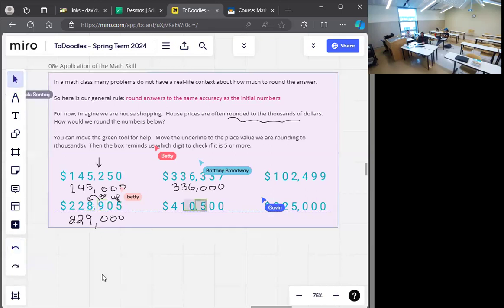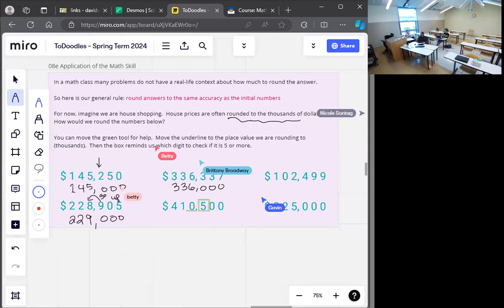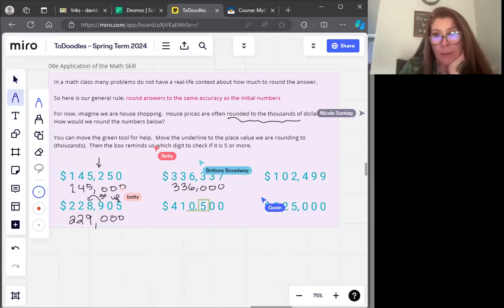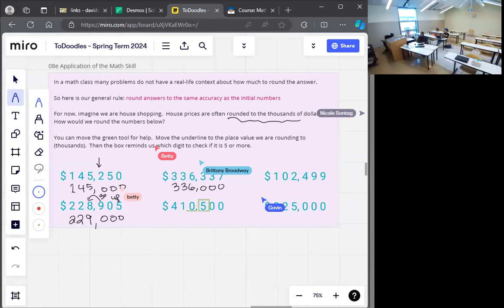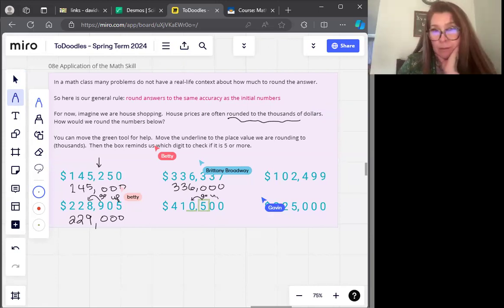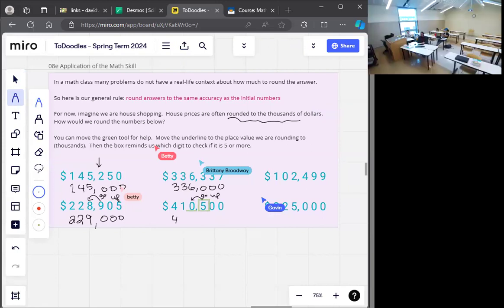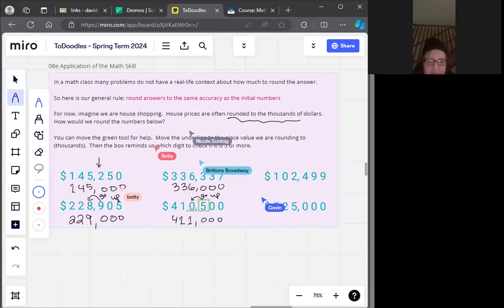How about this one? The 5 is big, so it's going to make the 0 go up. So the 0 changes to a 1, and we just get 411,000. Everyone okay with all of those? Yeah. Yep.